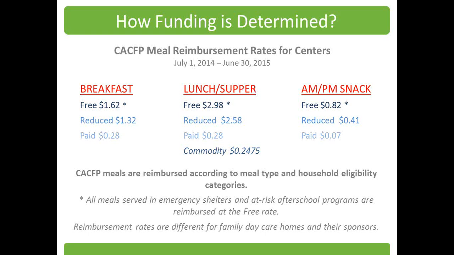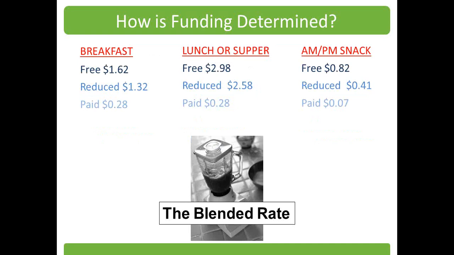The state agency has elected to give extra cash instead of actual commodity foods. Please note that at-risk after-school programs and emergency shelters are not required to collect household income eligibility information for their participants. All meals served in these facilities are reimbursed at the free rate, which is the highest rate. Also, please note that reimbursements to family daycare home providers and their sponsors are calculated in a completely different way, which we'll discuss separately. First, though, the reimbursement for child and adult daycare centers requires a little more explanation.